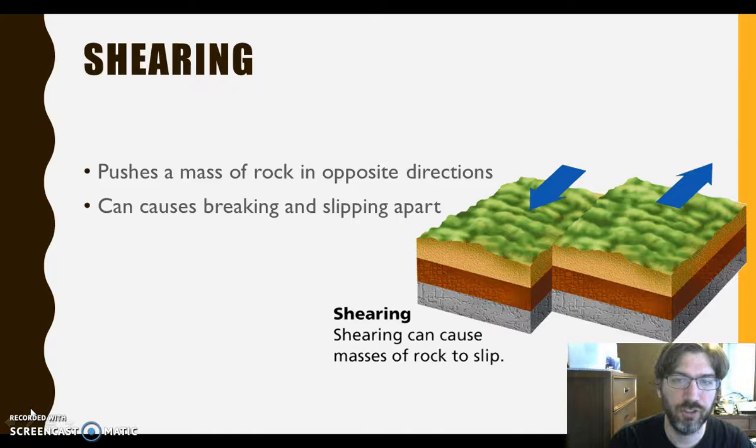So the first is shearing. Shearing stress is when things go side to side in opposite directions, as you can see the image depicting. This is going to happen at transverse boundaries. So this is the pushing of massive rock in opposite directions, and it can cause the breaking and splitting apart of rock. Pretty straightforward shearing.